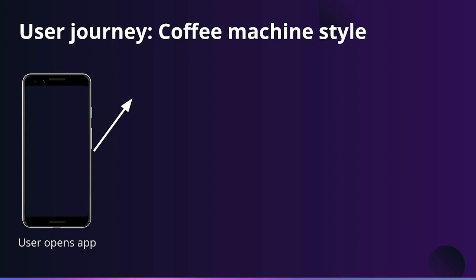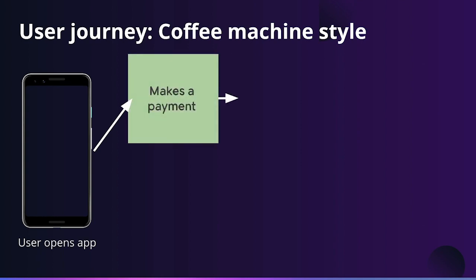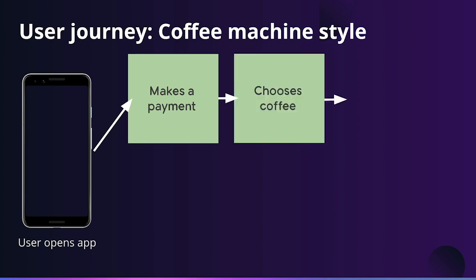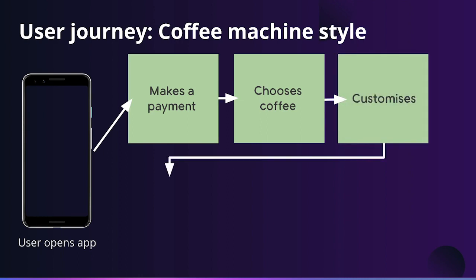What's the first thing you do in a coffee machine? Well, you make a payment. Because remember, you put a coin in, or maybe a credit card or debit card. That's the first thing you do before the machine will accept anything, right? Next, a user chooses the coffee that they want. So maybe it's a cappuccino, maybe a latte. The next thing they do is they customize the coffee. So perhaps they will add milk, sugar, extra cream or whatever in the actual flow.